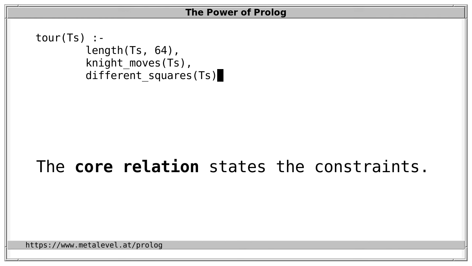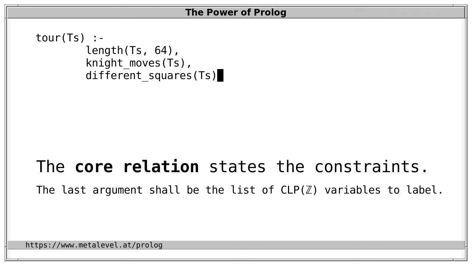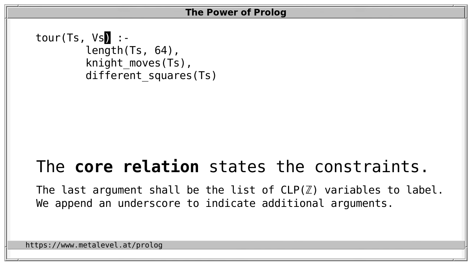So this predicate is what we call a core relation. It states the constraints. And by convention, the last argument of a core relation is a list of all variables that need to be labeled. So we add an argument here for the variables Vs. But now, of course, the name tour no longer fits the arguments, because the predicate no longer describes only a tour, but now has an additional argument. And for such cases, a useful naming convention is to append an underscore to the name to indicate that there are additional arguments. So we change the name to tour_. Now, what exactly are Vs, the variables we want to label? Well, it's clear, right?